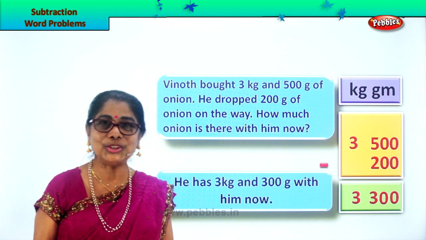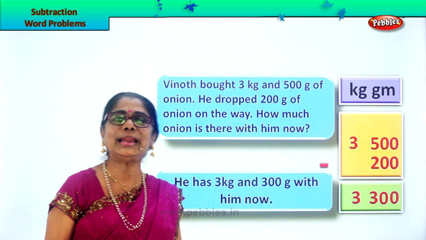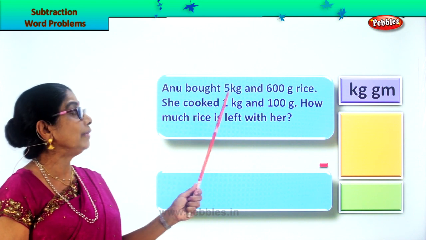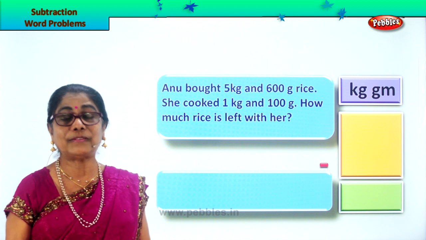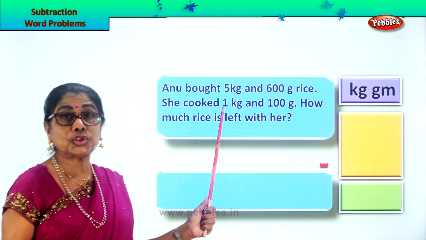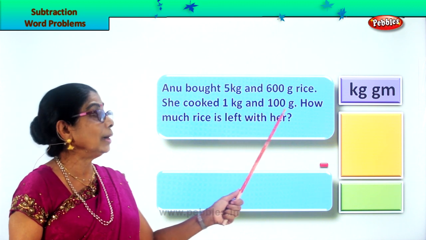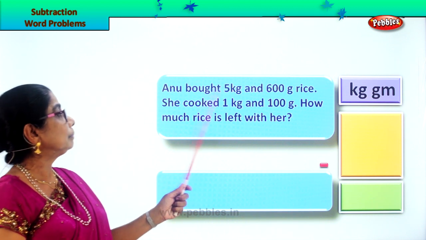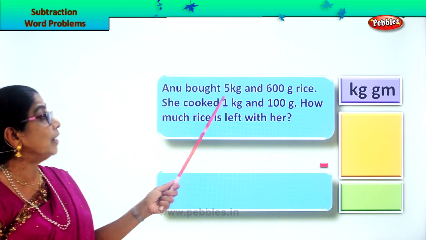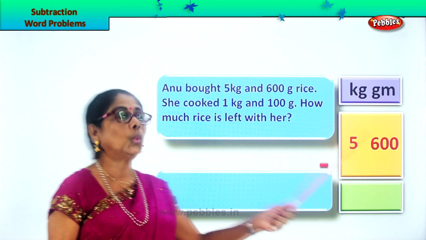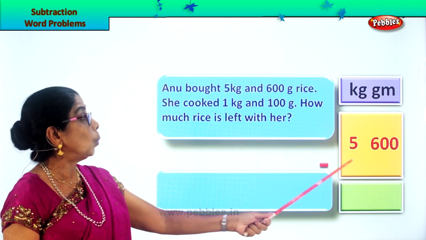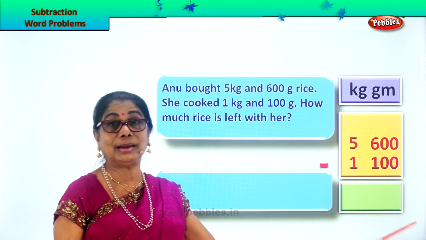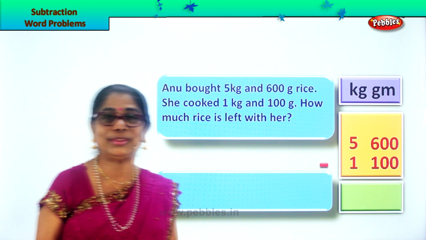Okay? Good. So, did you enjoy subtraction word problems? Let's look at another. Anu bought 5 kg, 600 grams of rice. She cooked 1 kg, 100 grams at home. How much rice is left with her? That's what we are finding. Weight of rice Anu bought, 5 kg, 600 grams. Weight of rice Anu cooked at home, 1 kg, 100 grams. So 5 kg, 600 grams minus 1 kg, 100 grams will give you how much rice is left with her at home.